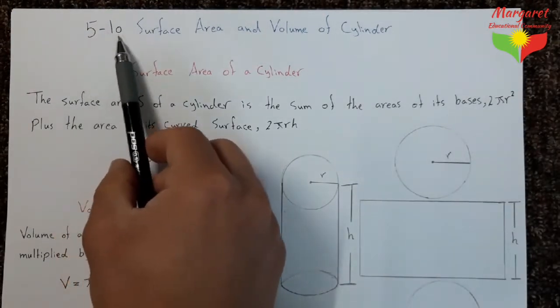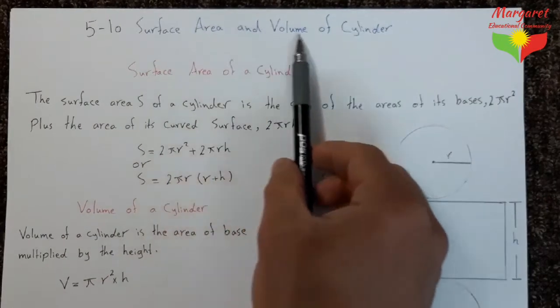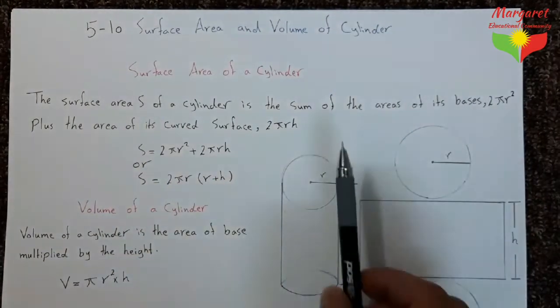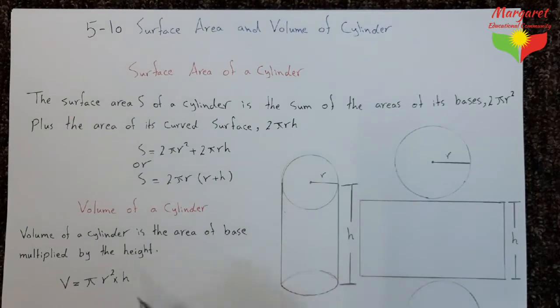Chapter 5 Lesson 10 Surface Area and Volume of Cylinder. ڕووبەری ڕوو و قەبارەی لولەک.